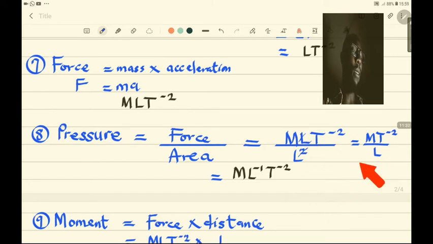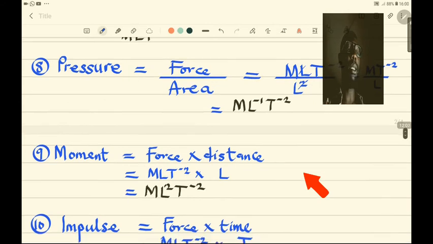So now this L will go up. We don't always leave dimension like this in physics, so everything must be on the same line. So now M, this L will go up and become L to the power of minus 1, then T to the power of minus 2. So that is the dimension for pressure, ML to the power of minus 1, then T to the power of minus 2.